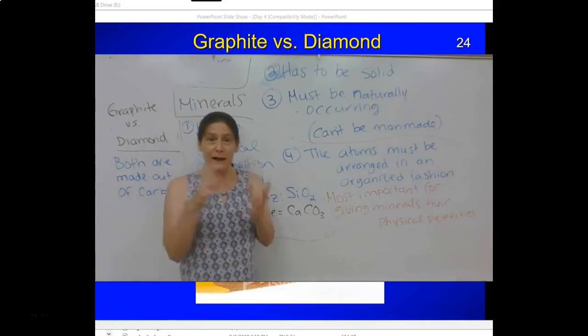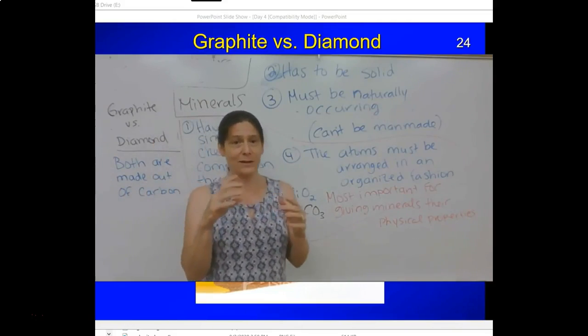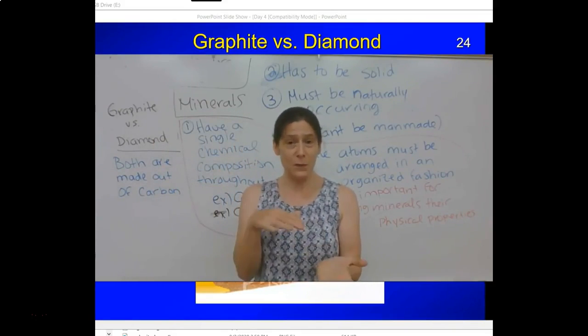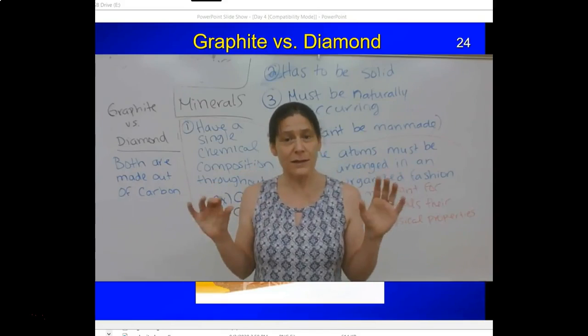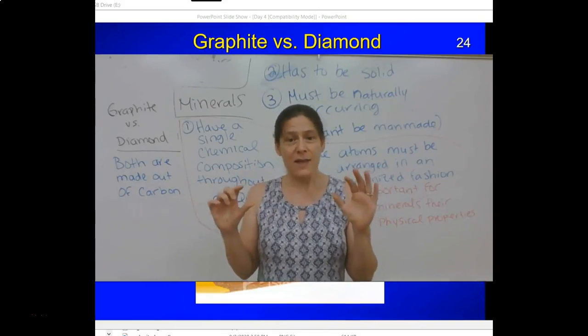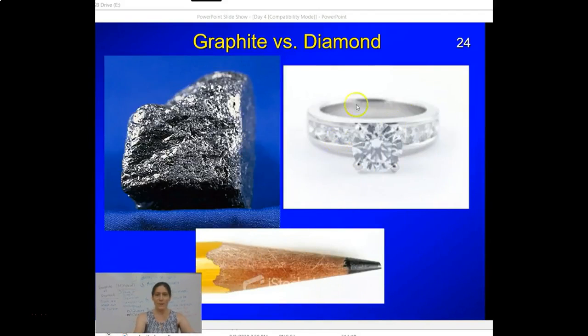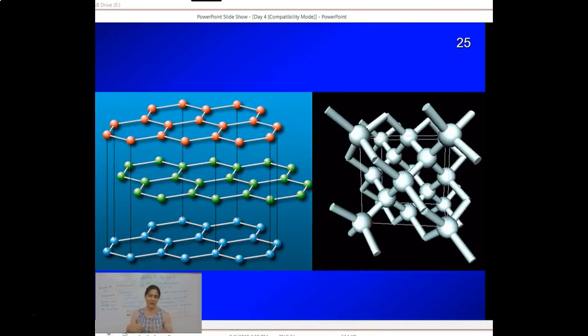In graphite, the carbon atoms are arranged in one way, and in diamond, they are arranged in a different way. It's just the arrangement of the atoms that makes these two minerals look so different. It makes one mineral super hard and transparent. The other looks like a metal, it's slippery, it's super soft. Very different physical properties just because of that crystalline structure. Let me show you their crystalline structures.